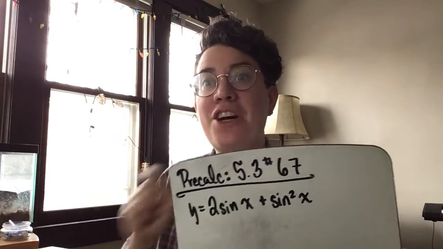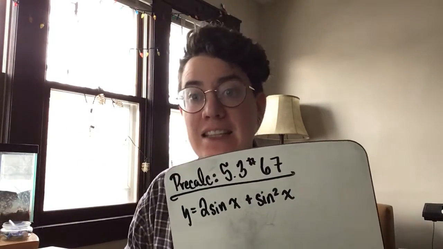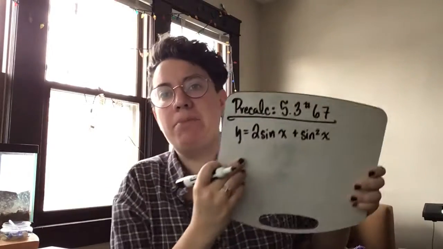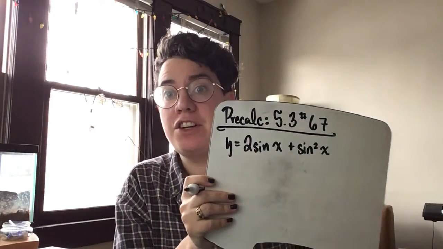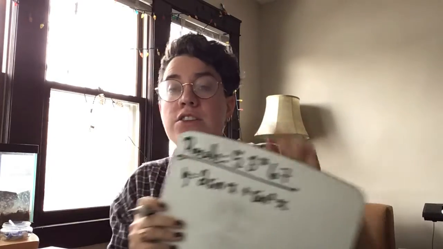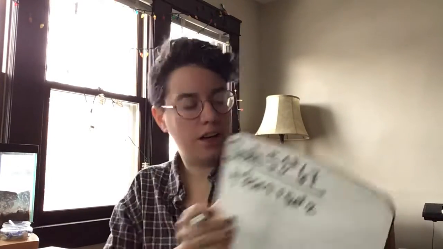Hey all, so we're going to talk about 5.3 number 67, and this is about using your graphic calculator with trig functions. It says find the minimum and maximum for this function, which is 2 sine x plus sine squared of x. So the first thing is just about how to enter this into your calculator.